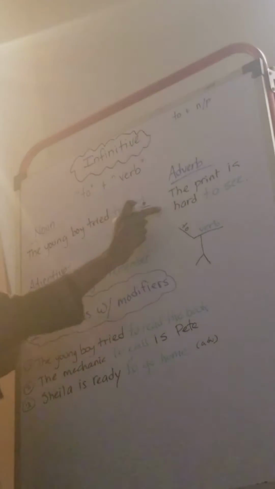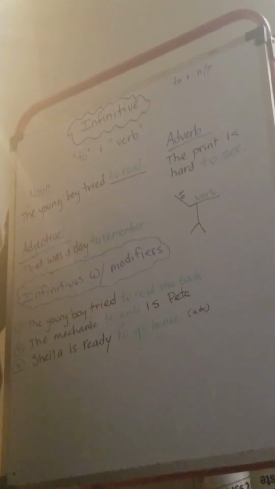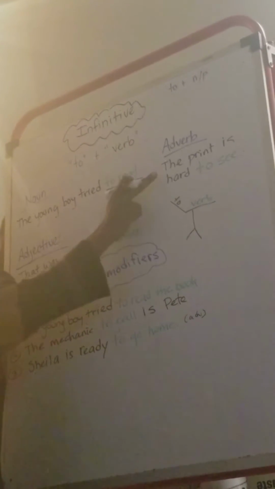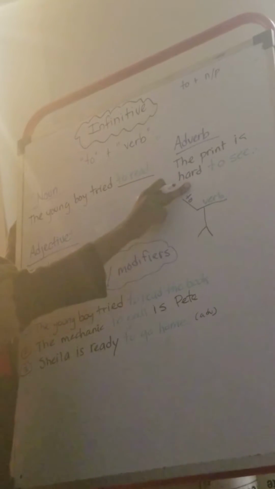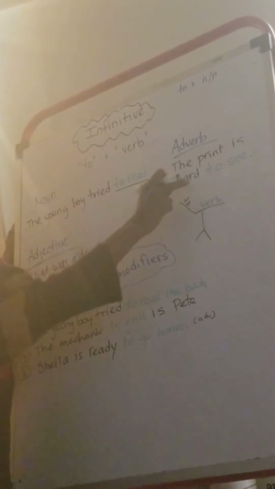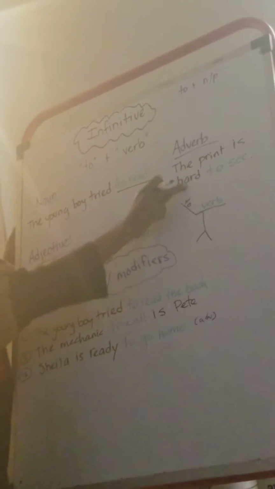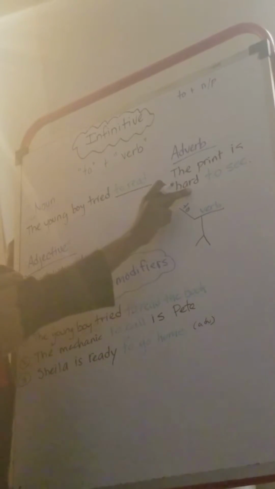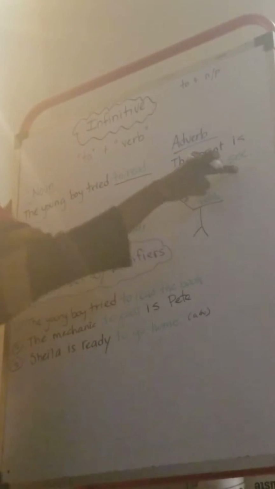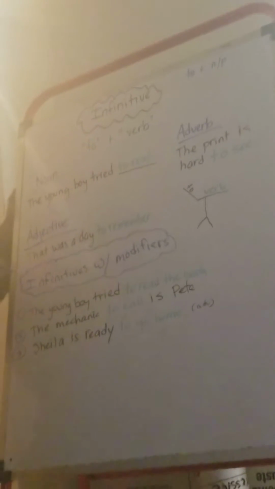It can also be used as an adverb. An adverb modifies a verb, adjective, or another adverb. So here, the print is hard to see. Hard is an adjective. Actually, it's the predicate adjective here. And to see modifies hard, or adjective hard. So there, it would be modifying an adjective and playing an adverb there.